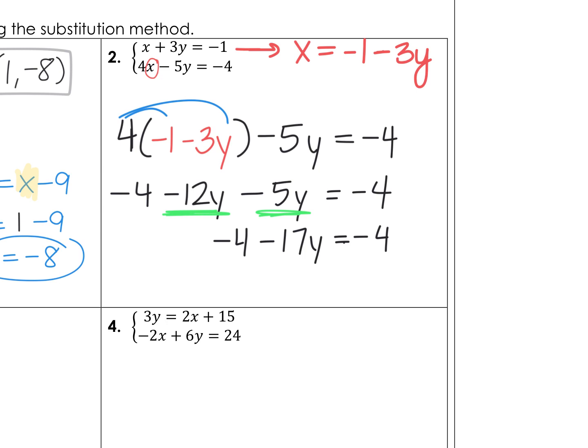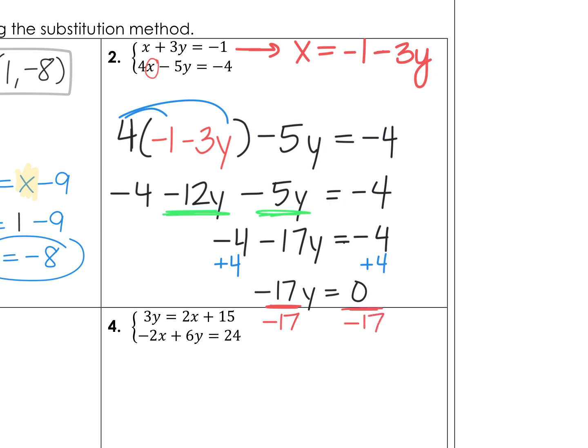Okay, when I combine like terms, negative 12 down 5 more is negative 17. Now I'm going to add 4. And what do I get on the right side? 0. Negative 17y is equal to 0. Now we're going to divide by negative 17. What's 0 divided by negative 17?